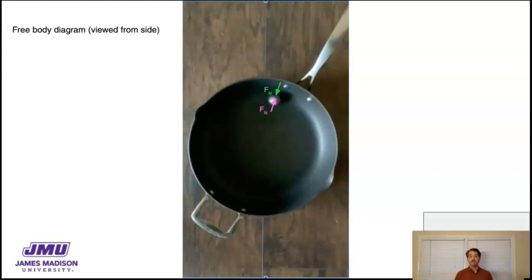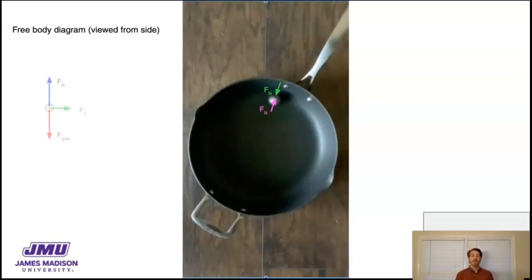Gravity is pulling the ball straight toward the center of the earth, and this image was taken with a camera that's looking straight down, so the vector would be pointed directly away from the camera, and the normal force from the bottom of the pan would be pointed directly at the camera. And that's not a good way to try to draw that.